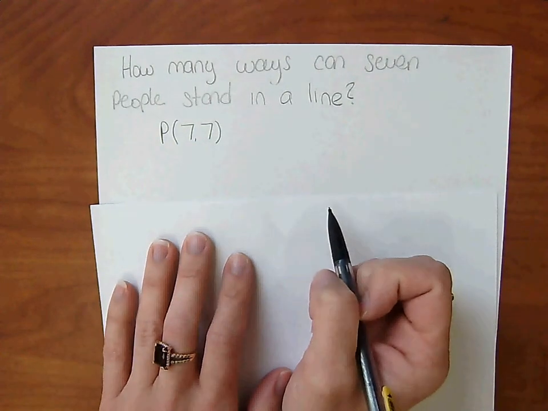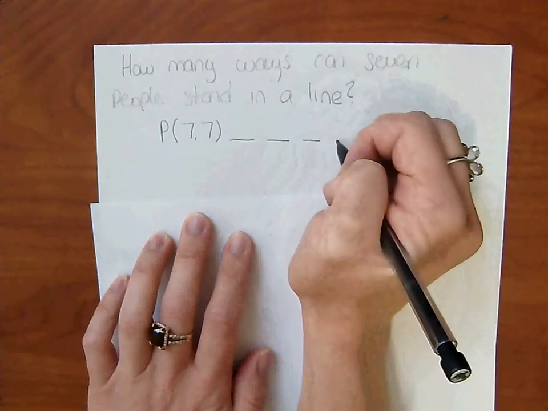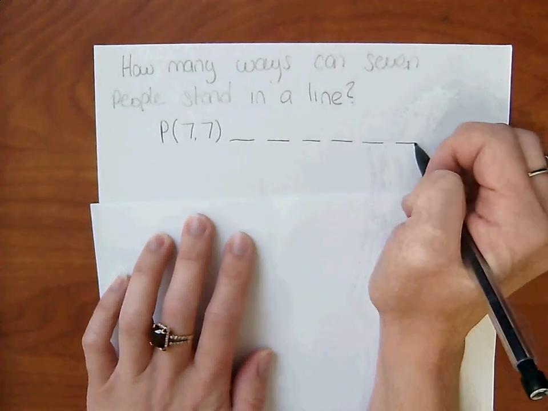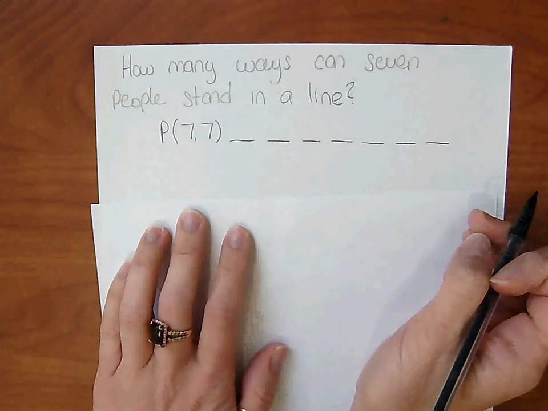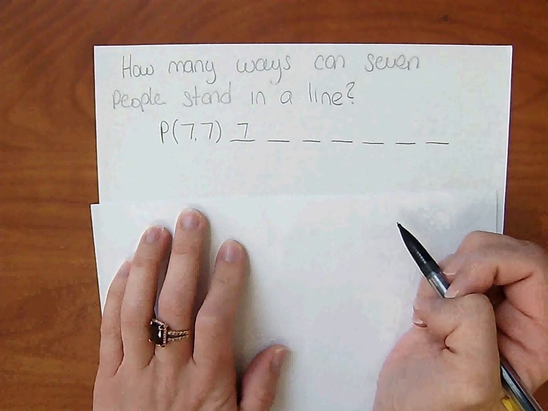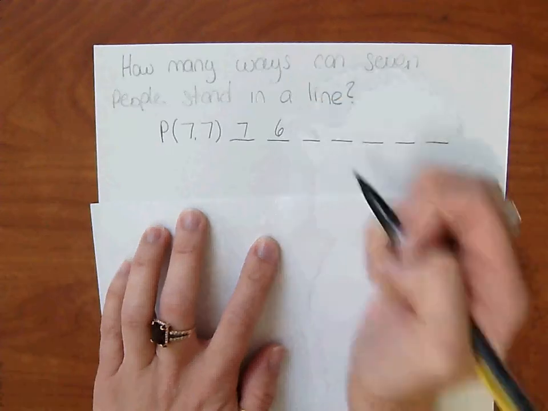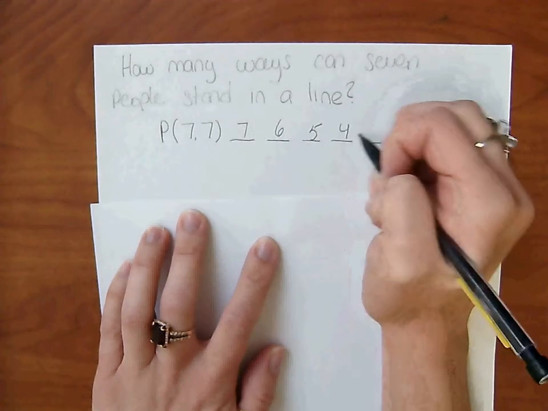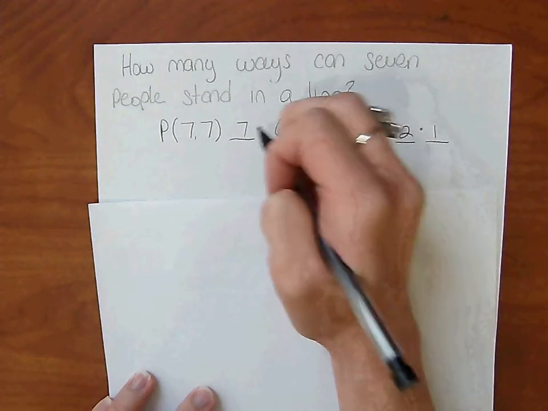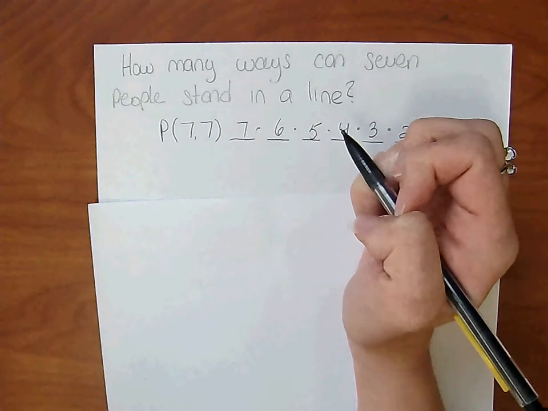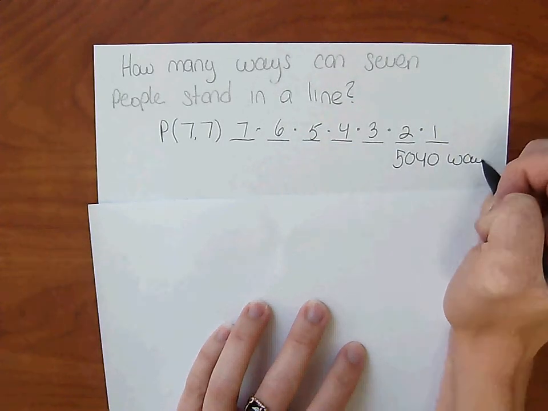What you do instead is you start with the back number and you make that many spaces to represent each one of the spots in line. Then you take the front number and you start counting backwards until you fill all of those spaces. There are 7 possible people that could stand in the first spot, but whoever gets the first spot can't stand in the second spot, so there's only 6 possible people, and so on. Multiply these together, and you get 5,040 different ways these 7 people can stand in a line.